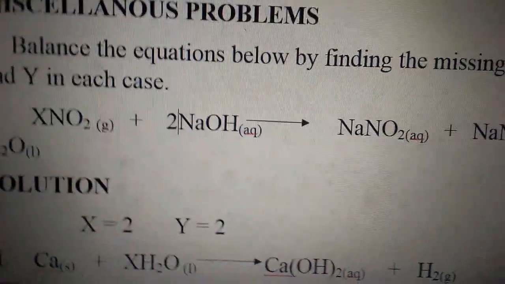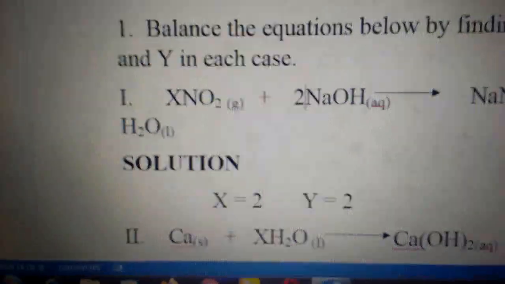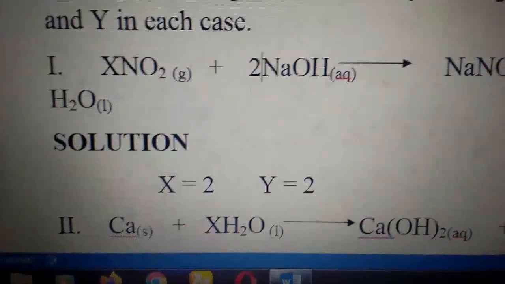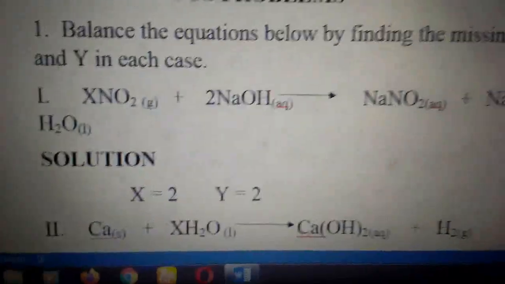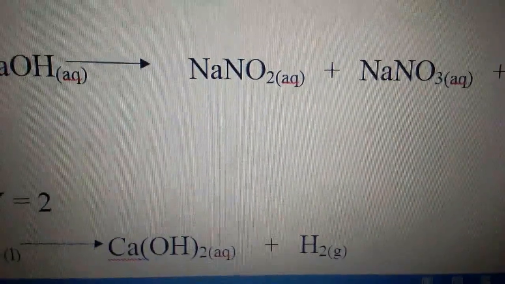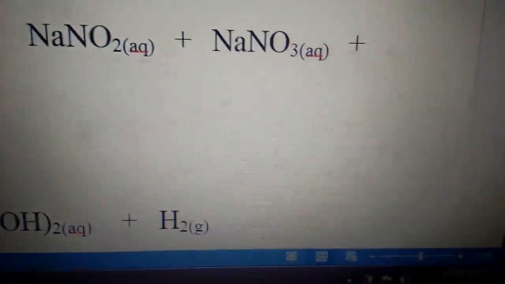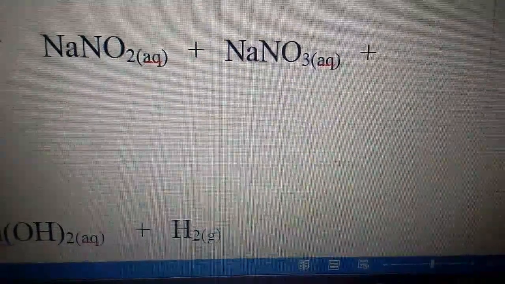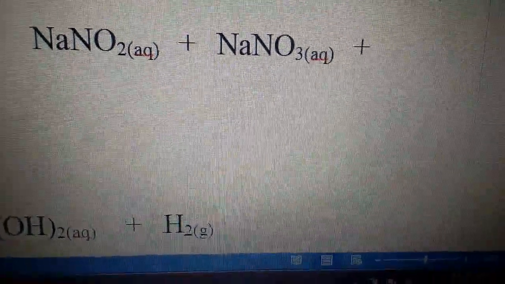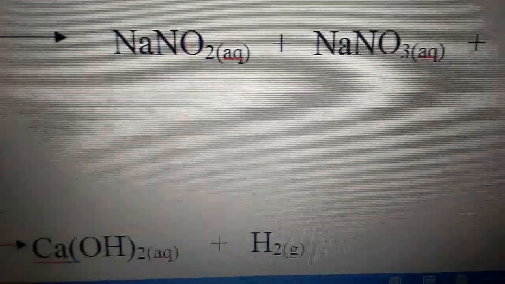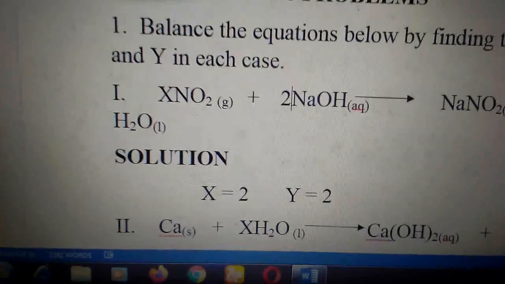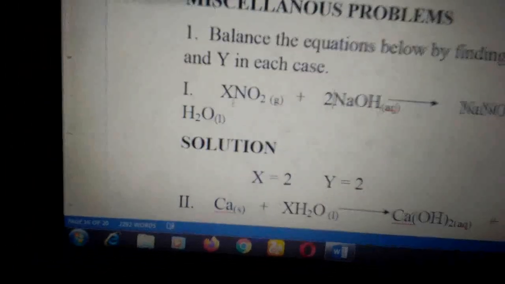That balances sodium. So we'll now look at S. S takes care of nitrogen and also oxygen. So go to the left hand side. You look at nitrogen. On the product side, 1 atom in NaNO2 and 1 atom in NaNO3. That means nitrogen is 2. There is no nitrogen in water. That means the value of S should be 2 to balance nitrogen. So S should be 2.